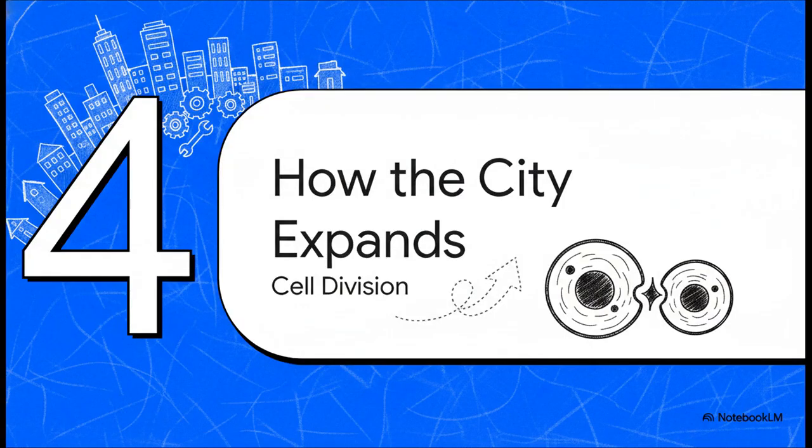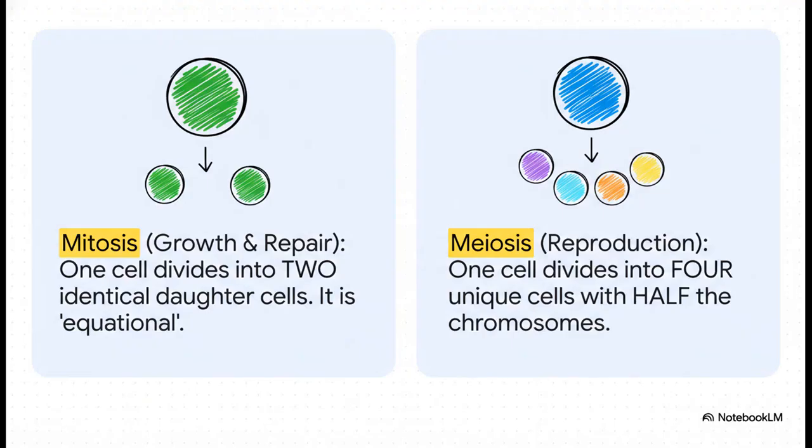Okay, but a city can't just stay the same size forever, right? It needs to grow, make repairs, and sometimes create entirely new cities. And for a cell, all of this happens through a process called cell division. And this brings us to another classic point of confusion for students, mitosis versus meiosis.